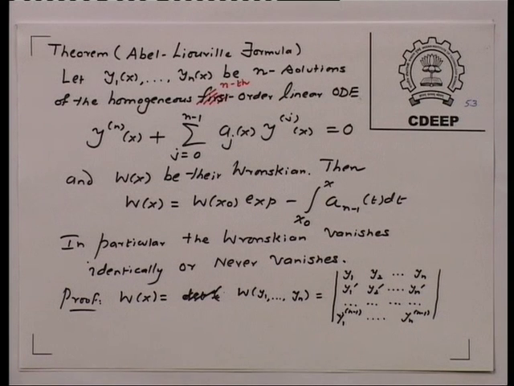The importance of this theorem is that even if you do not solve the differential equation at all, even if you do not know the functions y1, y2, ..., yn, you can still calculate the Wronskian by knowing one of the coefficients of the differential equation. This is a very remarkable formula, the Abel-Liouville formula. It has a lot of geometric content also.